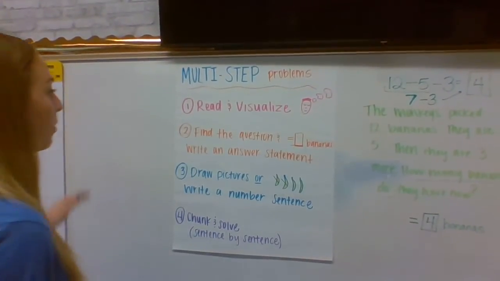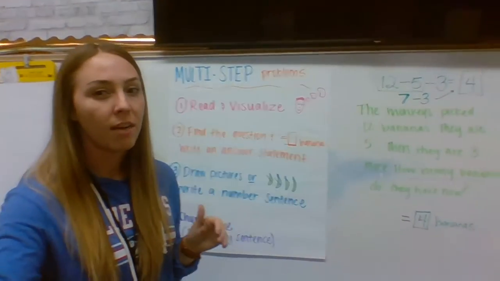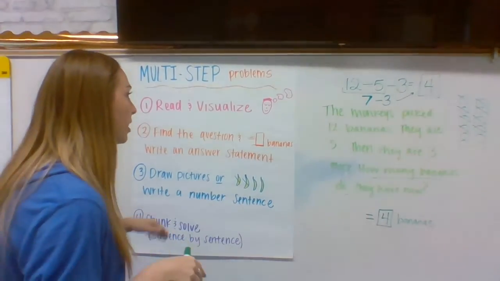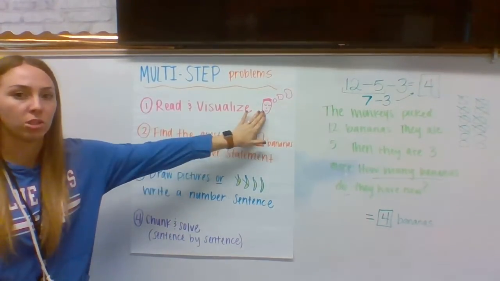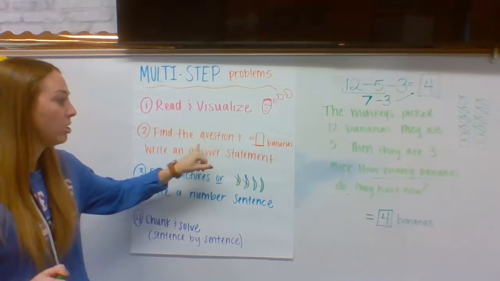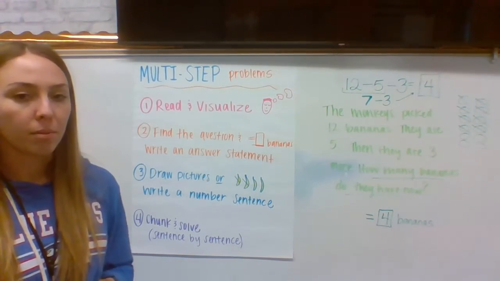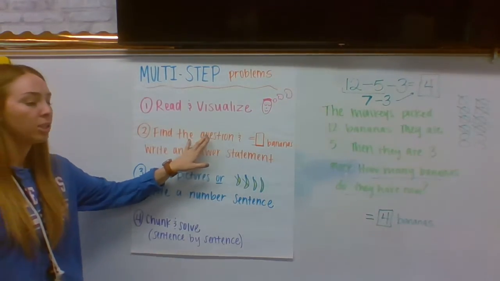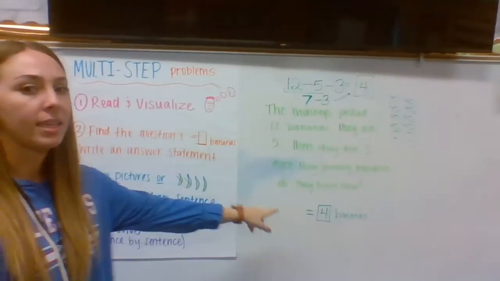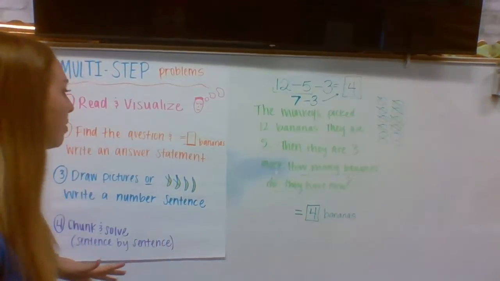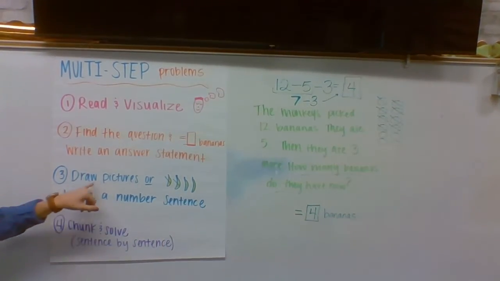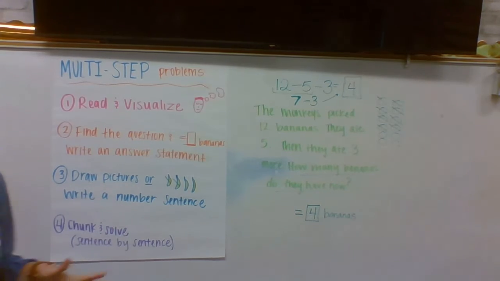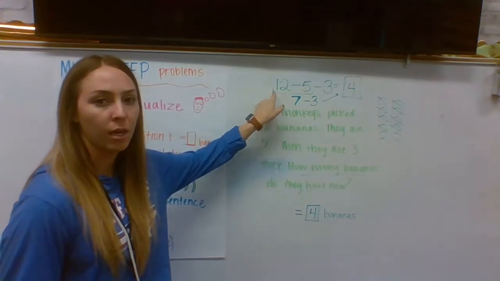So let me bring you back over to this chart. First, you're going to want to read and make sure you understand the question enough that you could make it into a mind movie. That's what I mean by visualize. There he is visualizing. Find the question, because that's going to be the most important part of the problem. It's going to be asking you something at the end. And then an easy way to remember that question is to write an answer statement. In this case, it was how many bananas? That's what I'm trying to find out.